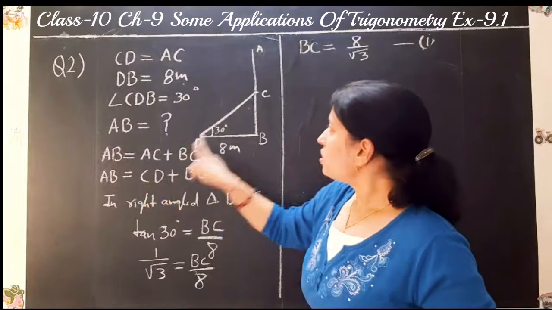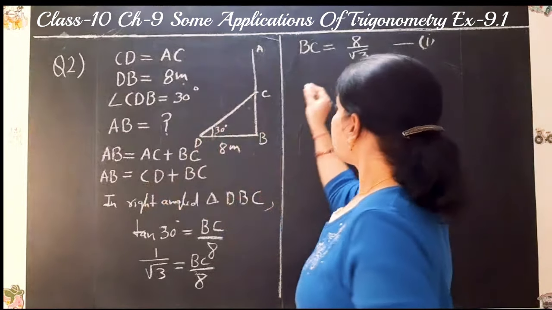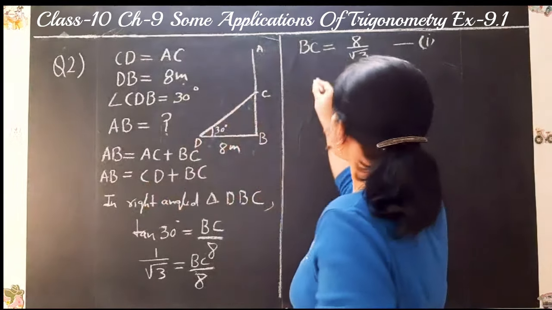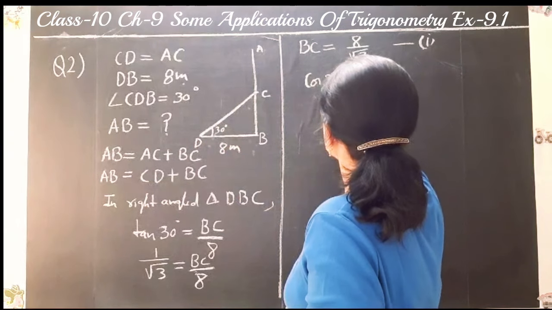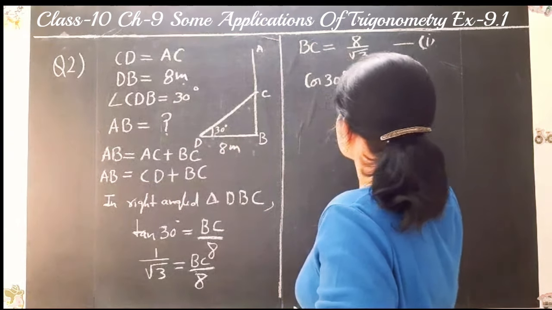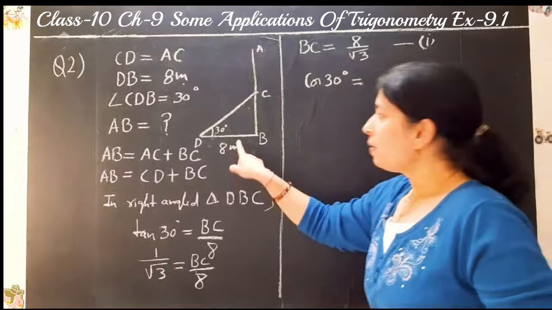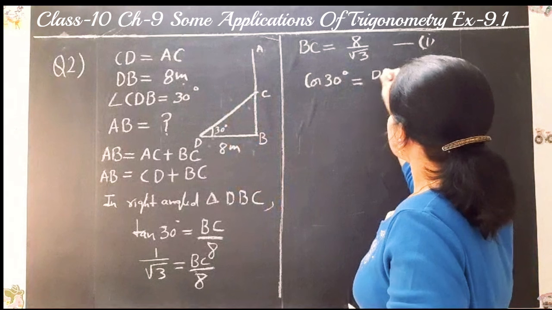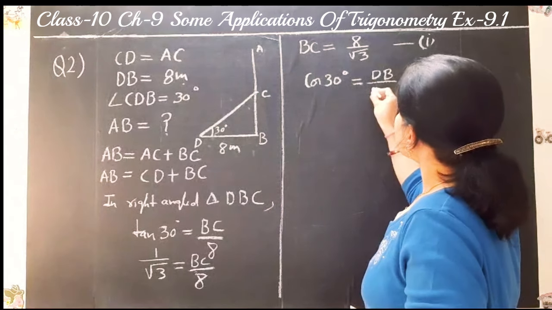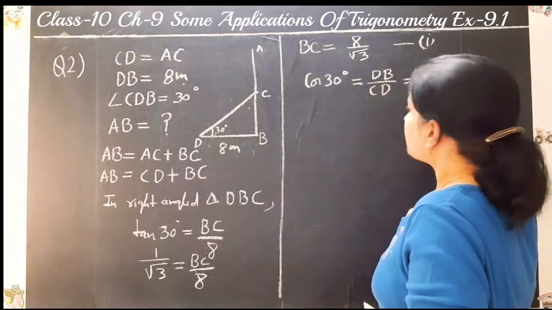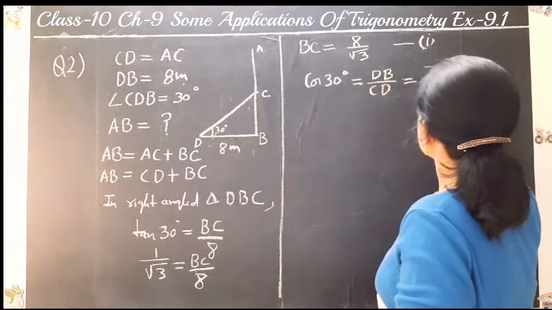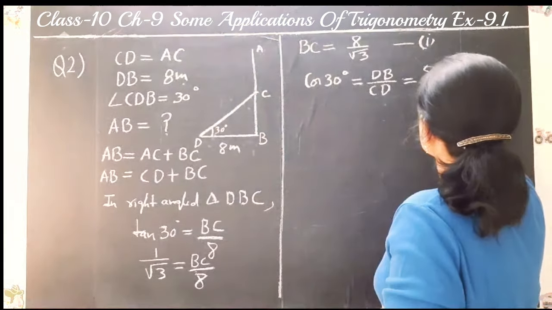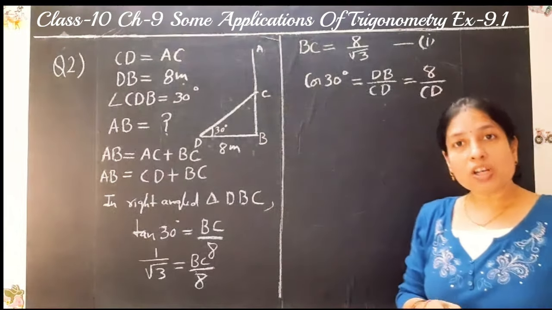Then we have to find out CD. Base is given. Here this one CD is hypotenuse. So we can write cos 30. Cos 30 is equal to base by hypotenuse. Base is DB, hypotenuse is CD. So DB is given 8 meters. So write here 8. And CD is not given, we have to find out. So write here CD.